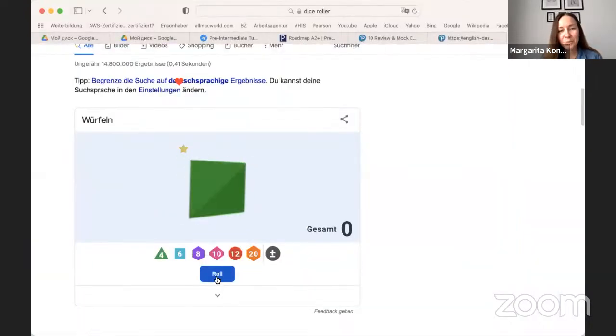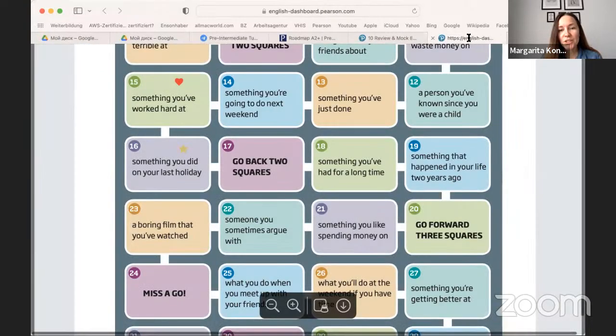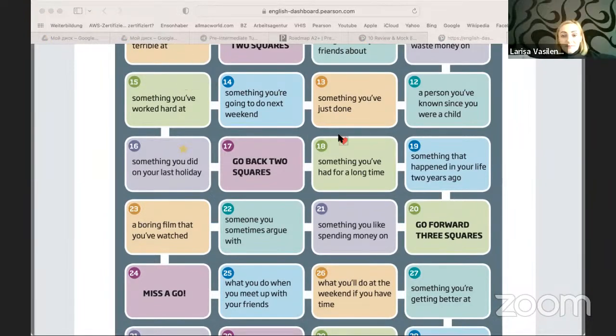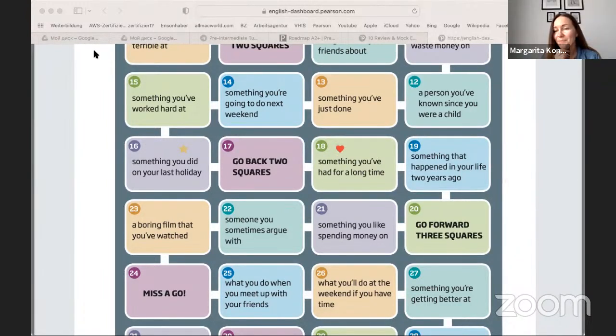So I throw the dice for you, and it is 2. Where are you? So that means 17, but let's take 18. Yes, because 17 says go back. Right. 18. Something you've had for a long time.